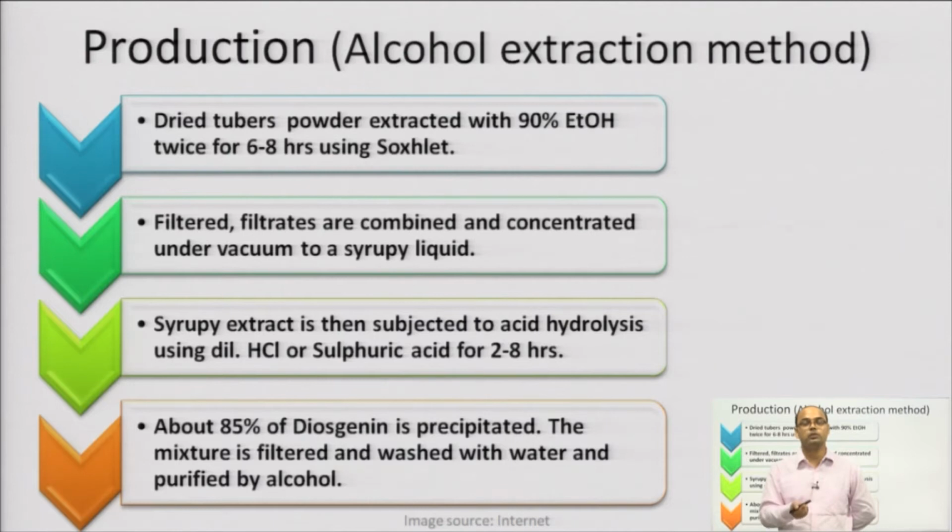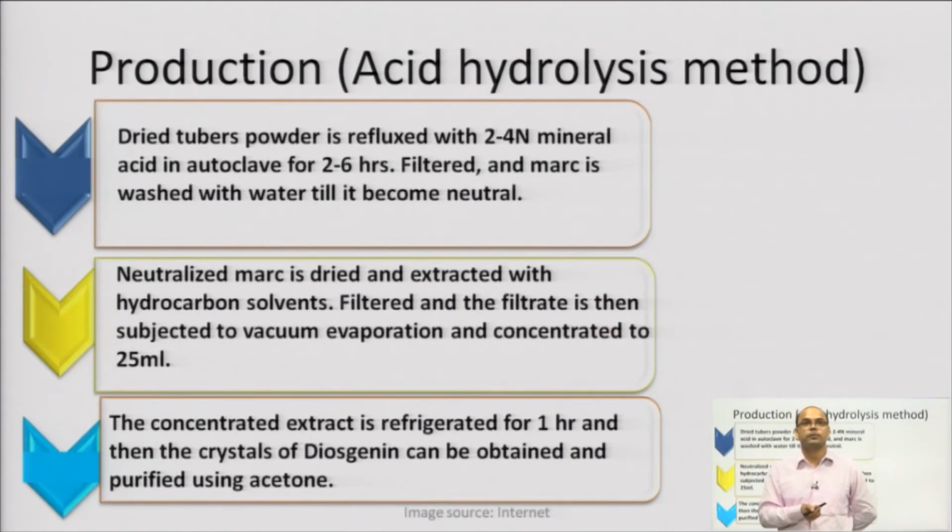So you can use water for washing this precipitate of Diosgenin, and after washing, the water soluble impurities can be easily removed from your Diosgenin. This is the crude Diosgenin, which can further be purified using alcohol. So this is the alcohol extraction method, or alcohol isolation method, which we can use. Next we have the acid hydrolysis method.